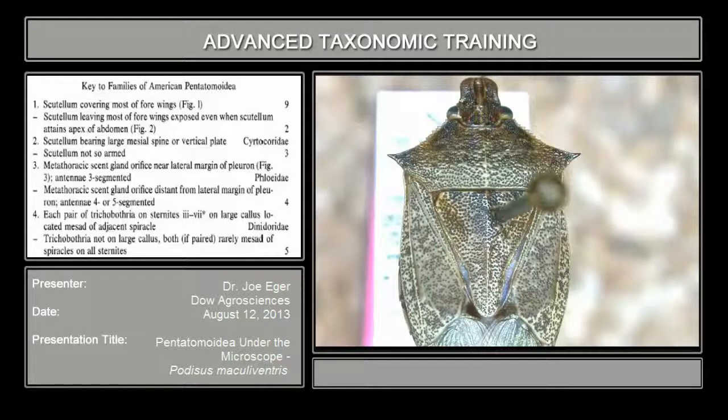If you look at the Ralston and McDonald key, page 190, the first couplet is scutellum covering most of forewings, or scutellum leaving most of forewings exposed, even when scutellum attains apex of the abdomen. And you can see, as with the previous bug, the forewings are not covered by the scutellum. It's smaller and triangular in shape.